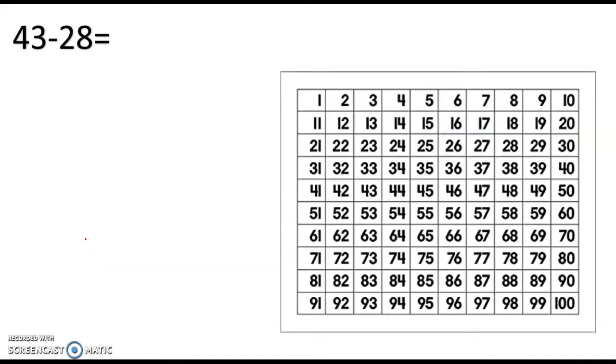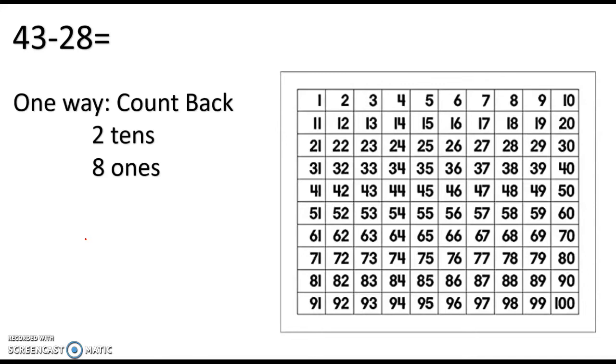So I'm going to use the hundreds chart to subtract 43 minus 28. One way to do that is by counting back. So we'll count back 2 tens and 8 ones. We'll start with 43. 43 is right here. Remember, we're taking away 28. So we're going to count back 2 tens and then 8 ones.